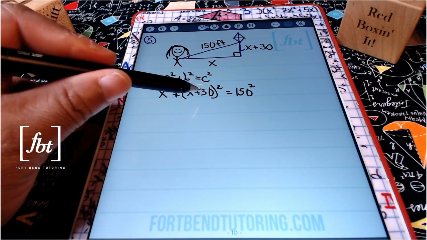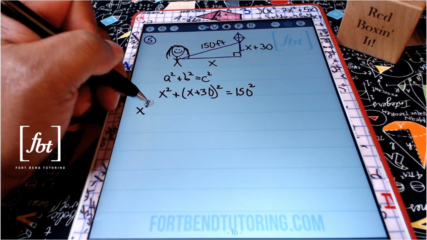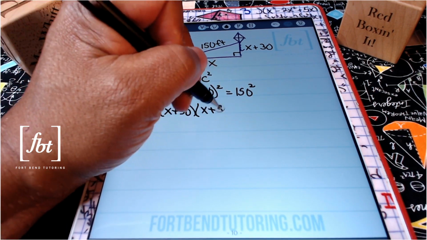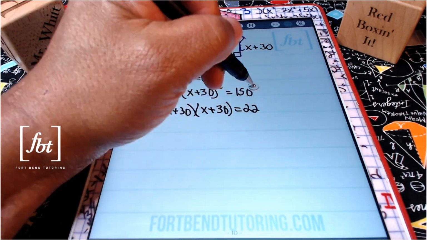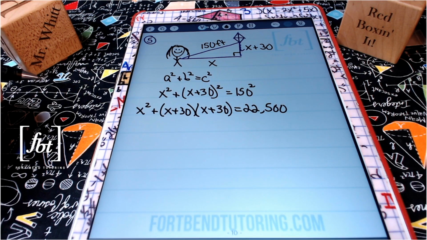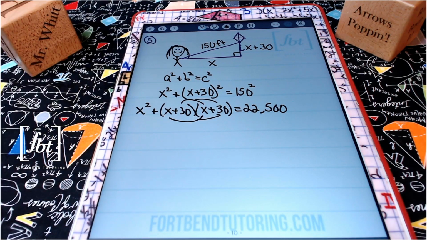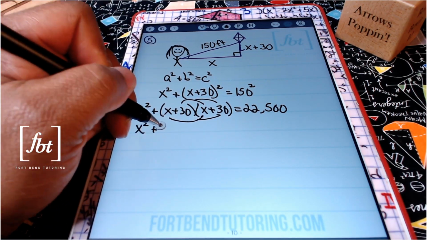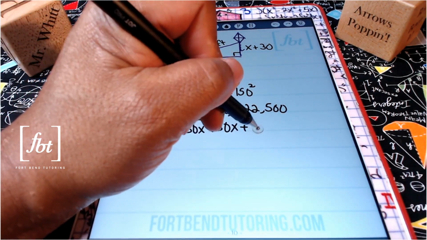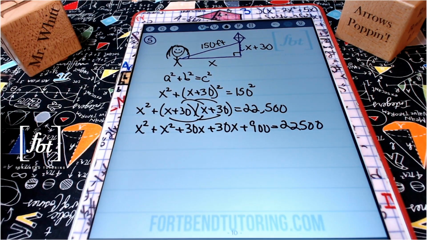Then I'm going to be expanding this binomial that's being squared right now. You can't distribute that exponent within, but you can expand it, showing that this means x plus 30 times x plus 30. And this equals 22,500. That is a result of 150 times 150. From here, I'm going to get my arrows popping here as I multiply these binomials together. And I'll be bringing down this x squared plus 30x plus 30x plus 900 equals 22,500. Just like that, guys. Go ahead and combine your like terms now.